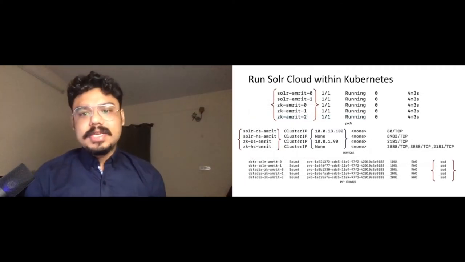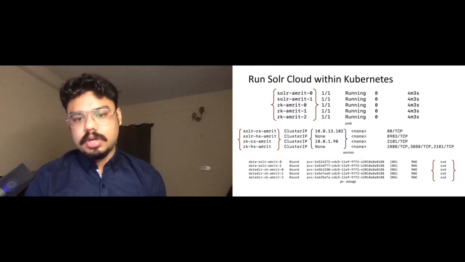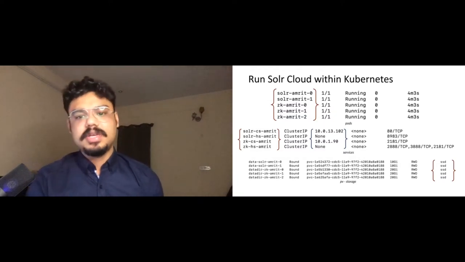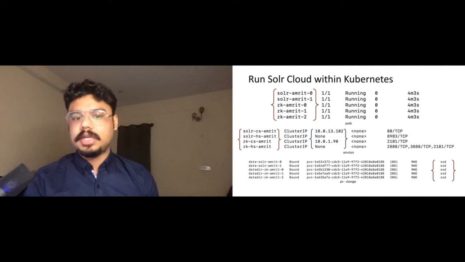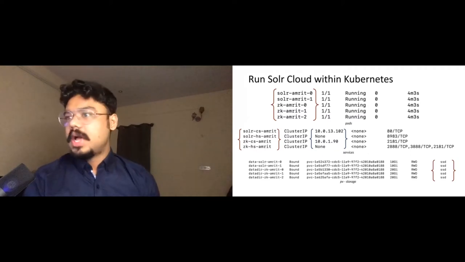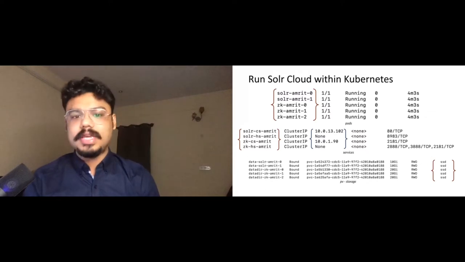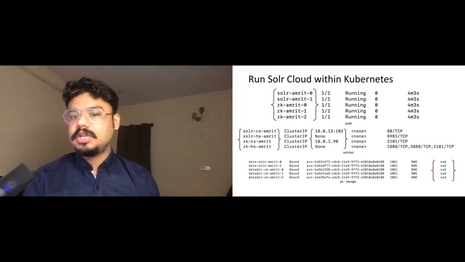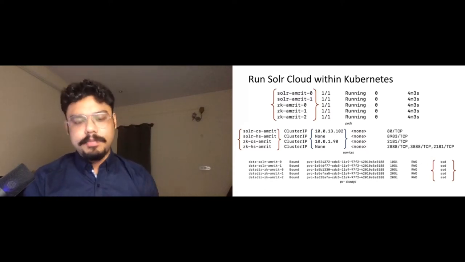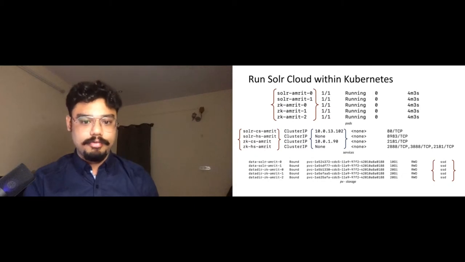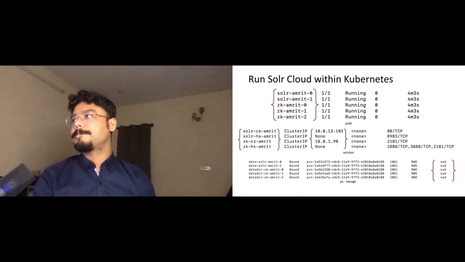So this is a typical Solr cluster, running by default on Kubernetes with three Zookeeper pods creating the ensemble, two Solr pods, and the respective services, a headless service and a standard service with an IP. And the persistent volumes on which these deployment sets are running are hosted on SSDs, which are solid state drives.